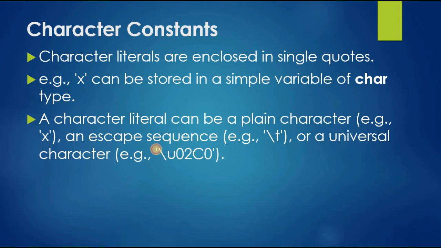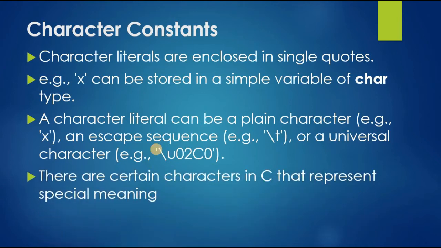\u02C0. There are certain characters in C that represent special meanings, like escape sequences, for example \t, which is used for giving a space or a blank space.